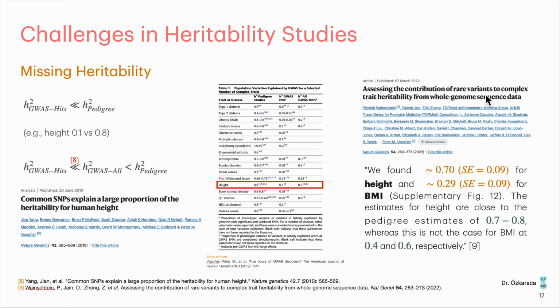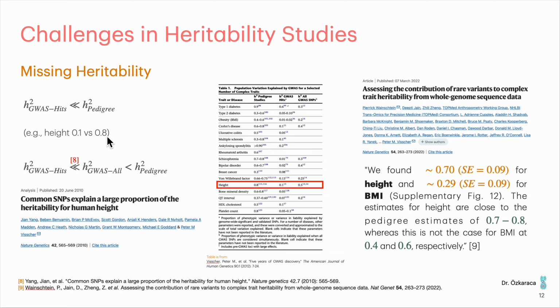The second challenge is the missing heritability issue. In earlier studies, it was observed that heritability estimates derived from top GWAS hits were significantly lower compared to those from pedigree-based studies. For instance, for height, initially estimated heritability from GWAS was 0.1, while the pedigree studies estimated it at 0.8, a huge gap.